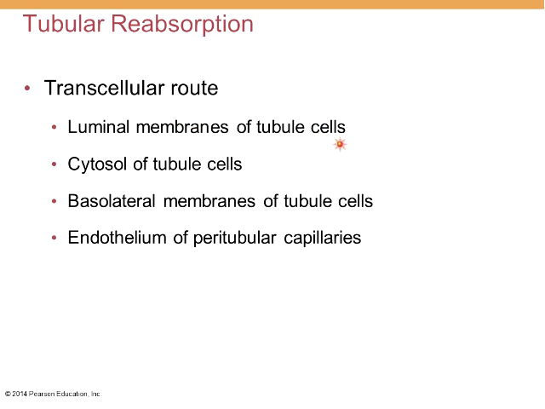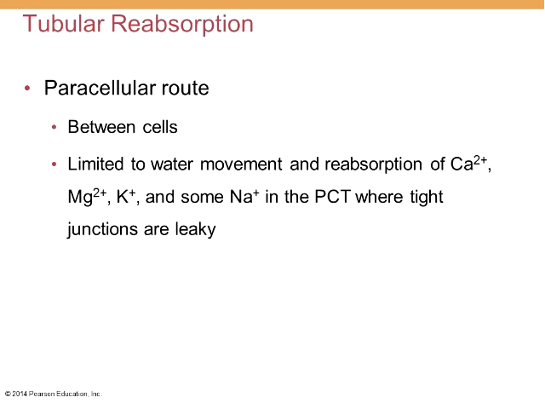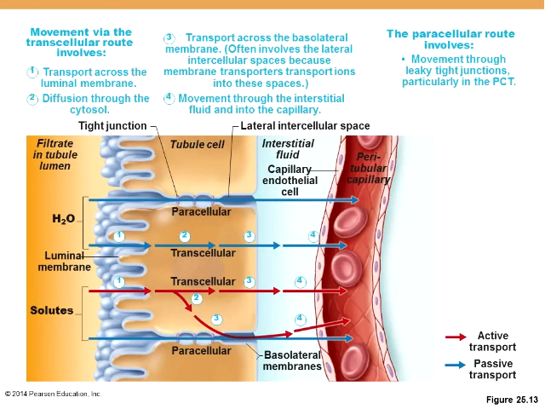The transcellular route involves the luminal membranes of the tubule cells, the cytosol of the tubule cells, the basolateral membrane of the tubular cells, and the endothelium of the peritubular capillaries. We also have the pericellular route, between the cells, which is limited to water movement and reabsorption of calcium, magnesium, potassium, and some sodium in the proximal convoluted tubule, where the tight junctions are leaky. I love this statement: tight junctions are leaky. They're either tight junctions or not, but in this case, they're not so tight. They're sort of half tight.